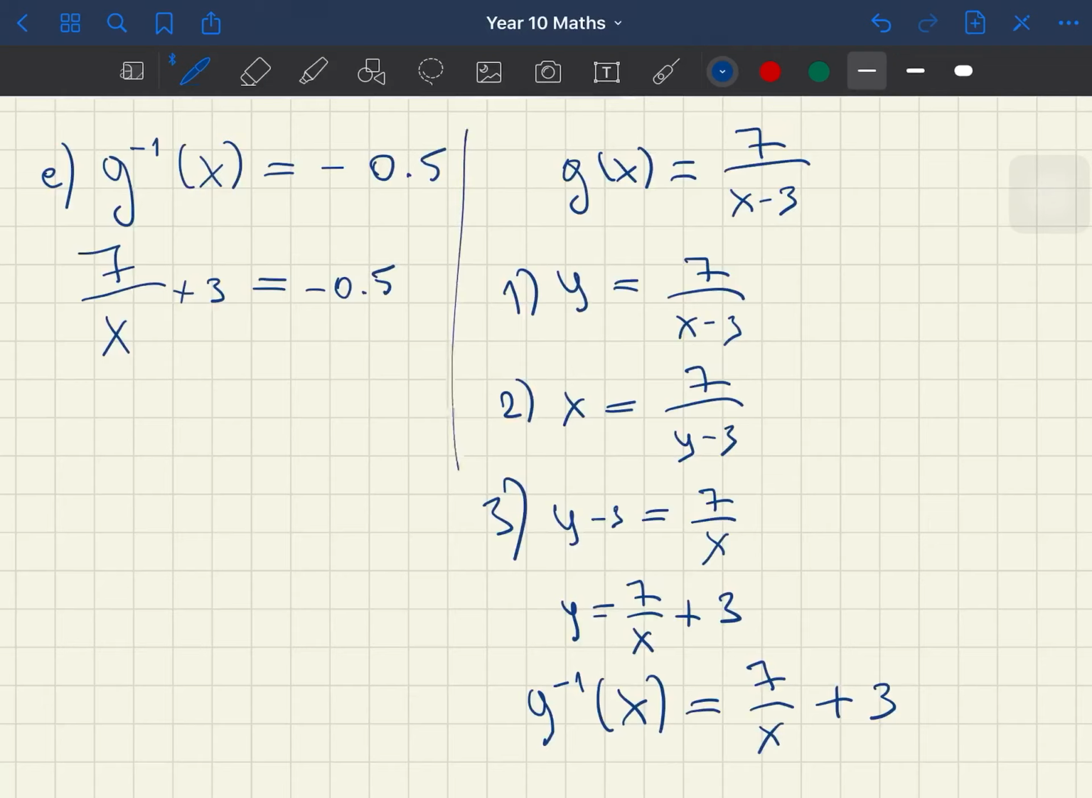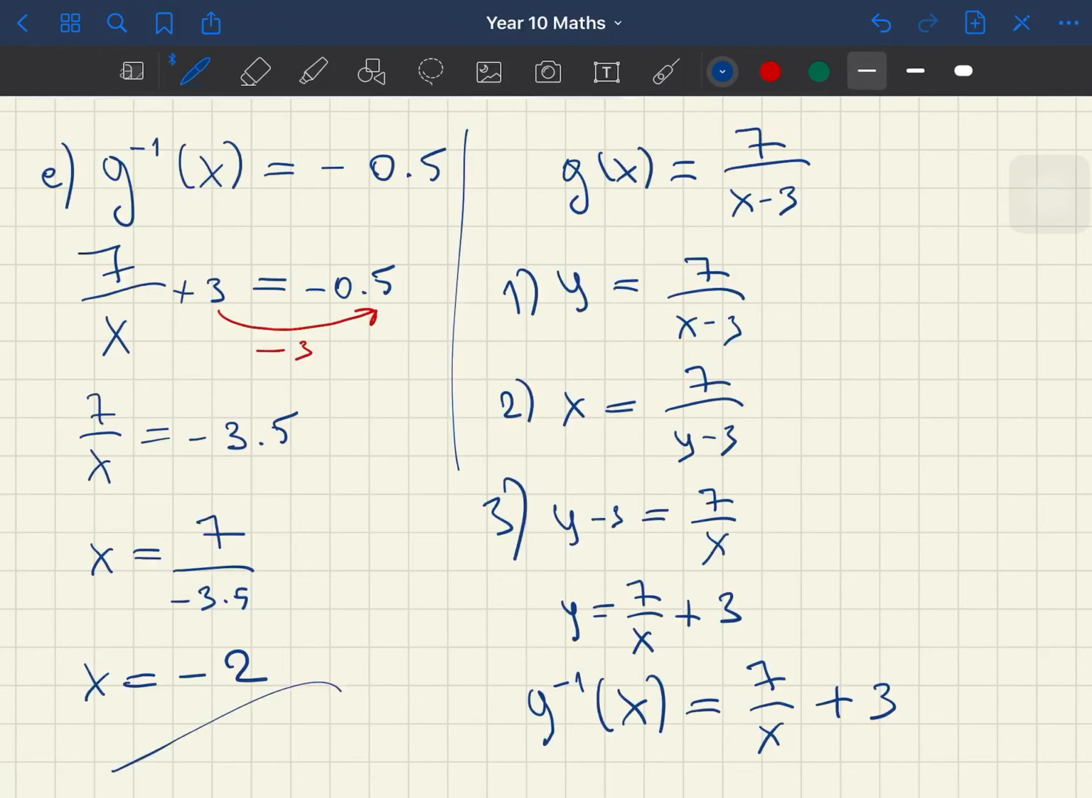So it means that 7 over x equals, so we can take 3 here, it's going to become negative 3 equals negative 3.5. So x equals 7 divided by negative 3.5. x would be equal to minus 2. Finally, I'm done with this question. x equals minus 2.